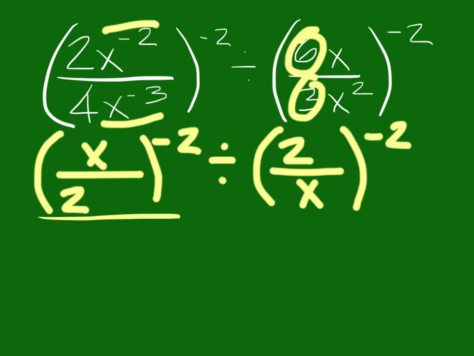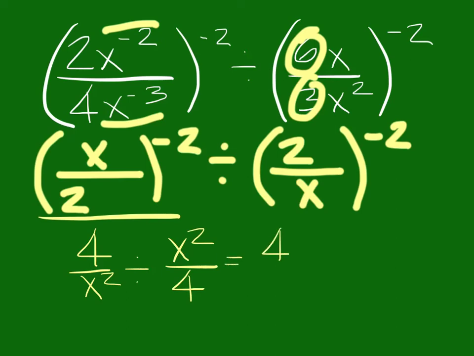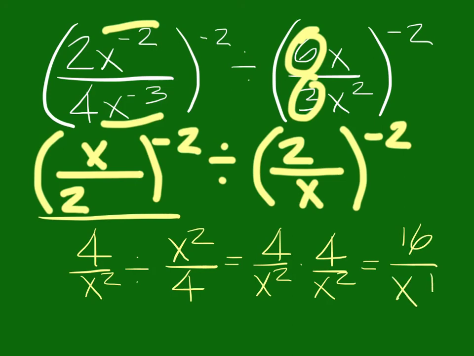So flip this one and square it to get 4 over x squared. And then on the right side, flip and square to get x squared over 4. Now you have to flip and multiply. So 4 over x squared times 4 over x squared is 16 over x to the 4th.